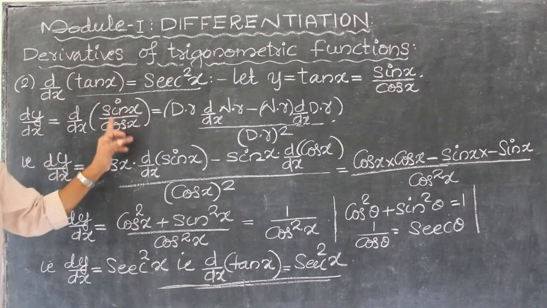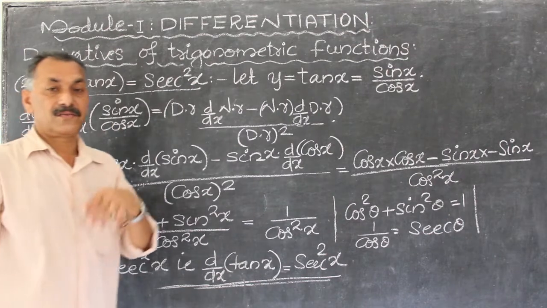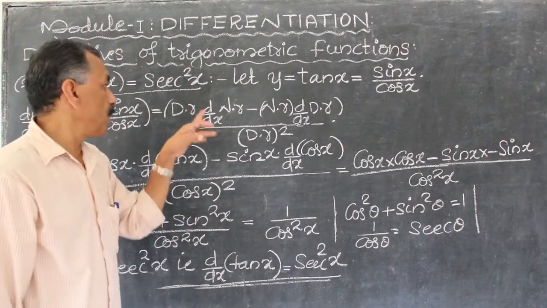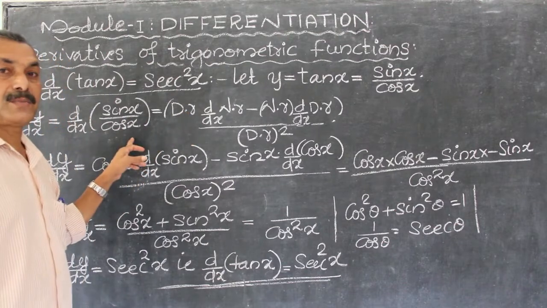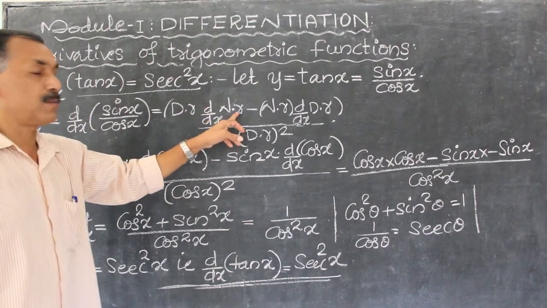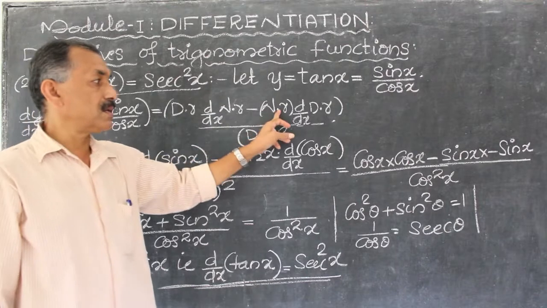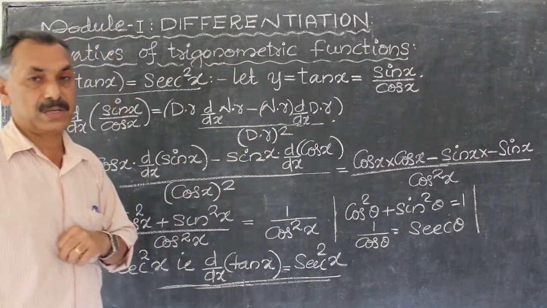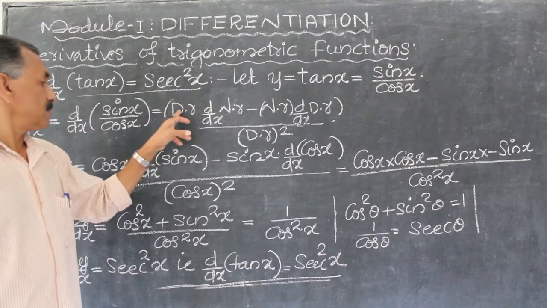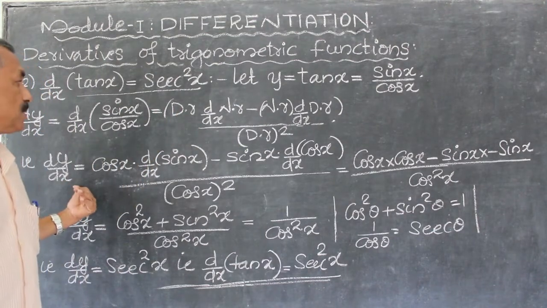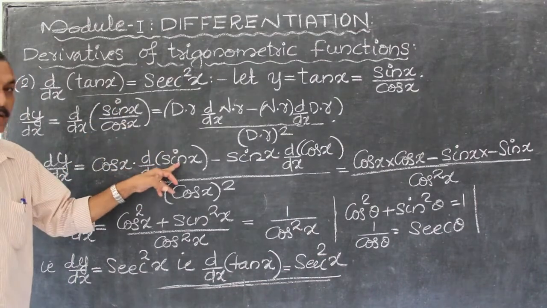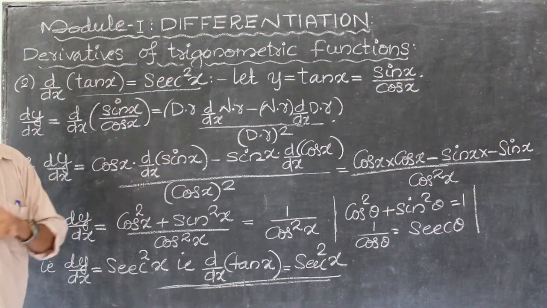The derivative of sin x by cos x is in the form of a quotient: numerator sin x, denominator cos x. Then what is the derivative of a quotient? It is denominator into derivative of numerator minus numerator into d divided by dx of denominator, divided by denominator square. That is, dy by dx is equal to denominator cos x into d divided by dx of numerator, that is sin x.